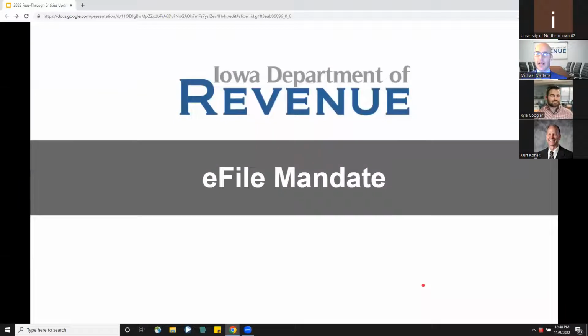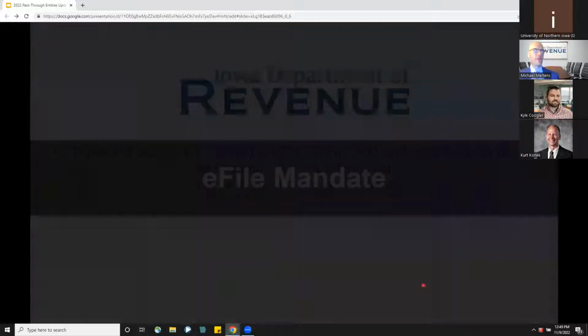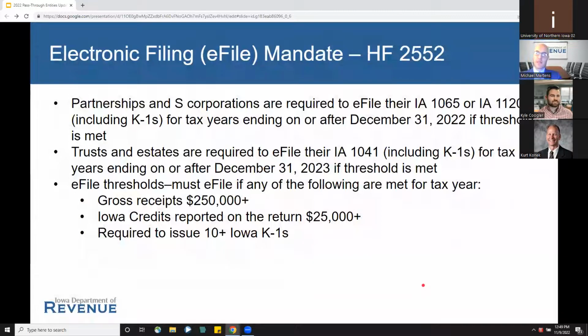All right, e-file mandate. Last session, the legislature enacted an e-file mandate for certain business income returns. Again, this e-file mandate I'm about to discuss does not apply to individual filers. Partnerships and S corporations will be required to e-file their partnership or S corporation return, including K-1s, for tax years ending on or after December 31st, 2022, if the statutory threshold is met. So for most filers, this will kick in for their 2022 tax filing.